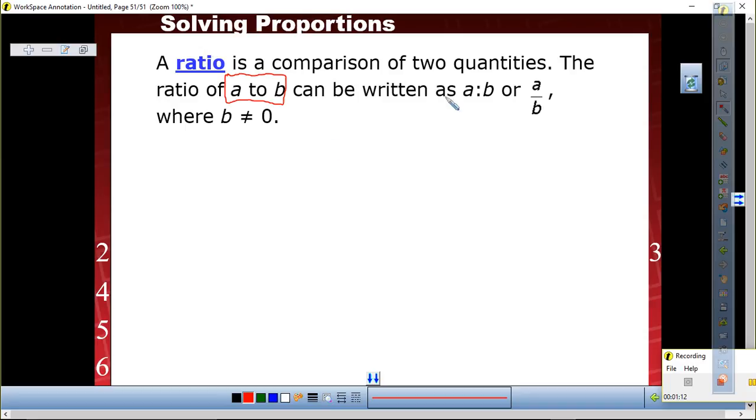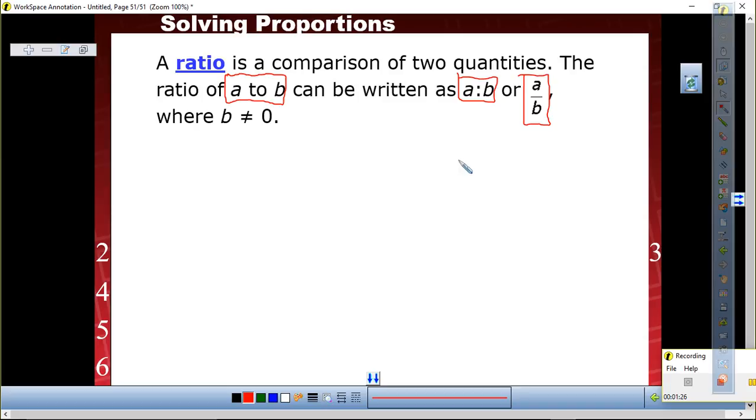Another way of writing it is with a colon, and it's also pronounced A to B. Another way of writing it is in fraction form, and it's also pronounced A to B. Everybody with me? The only thing: if it's written in fraction form, the denominator cannot be 0.